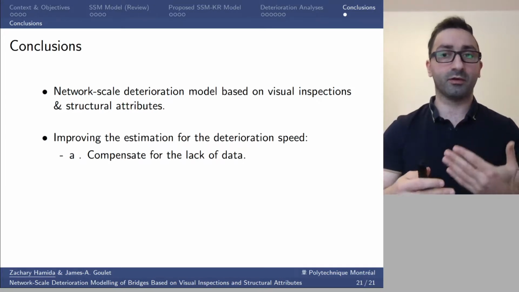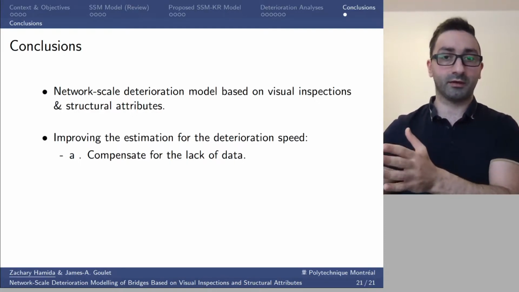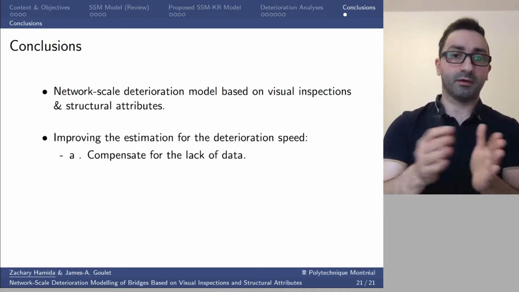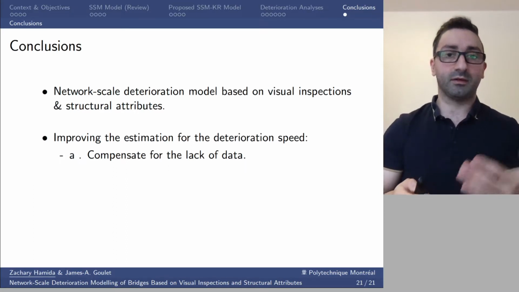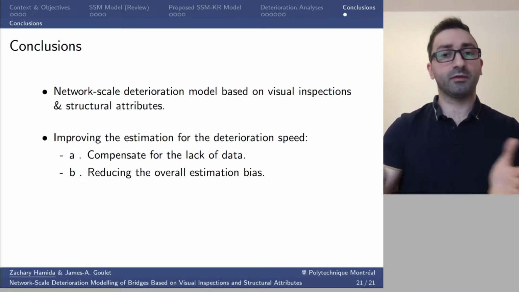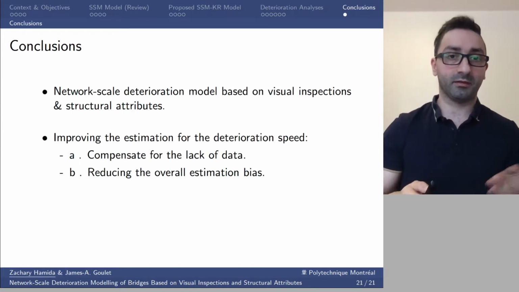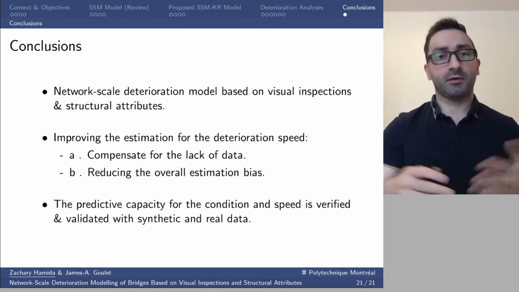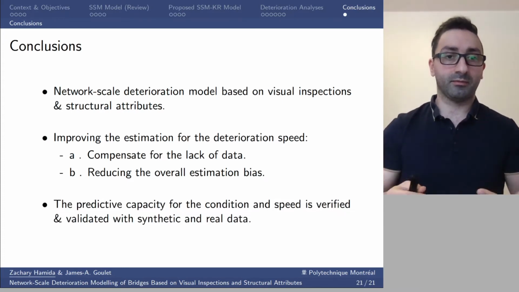For bridges that have a lower number of inspections, we rely on the structural similarities with other bridges that have more data, which provides us with a better estimate for the initial deterioration speed, compensating again for the lack of observations or inspections. The other thing is that it allowed reducing the overall estimation bias, as shown in the synthetic experiment that we've conducted. The predictive capacity of the proposed new framework, the SSM-KR model, has been verified and validated using synthetic and real databases.